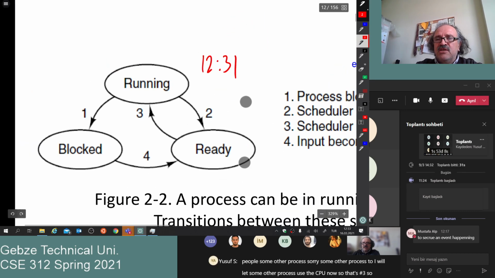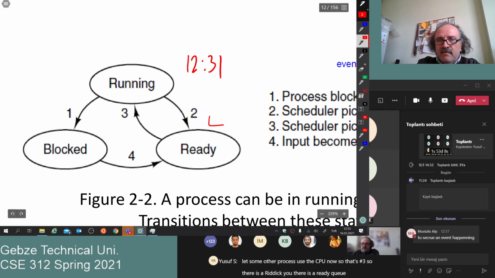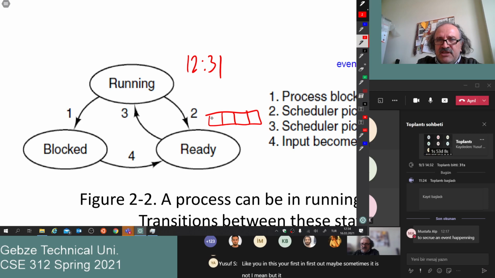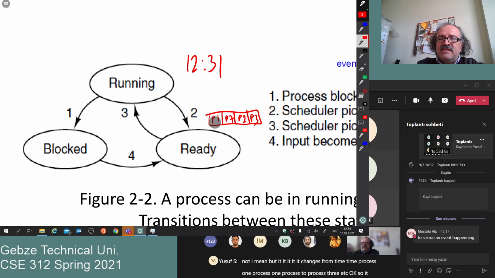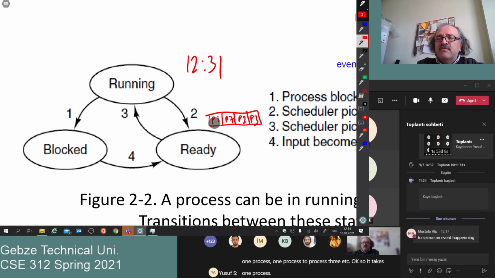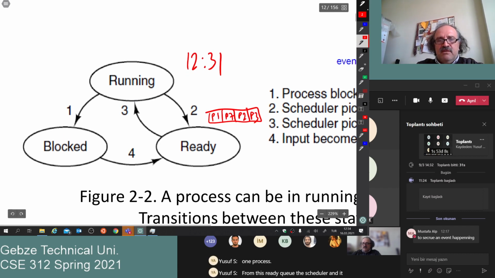There is a ready queue. In this queue, first in, first out, maybe. Sometimes it is not, it changes from time to time. Process 1, process 7, process 2, process 3, etc. The scheduler takes one process from this ready queue and makes it running. So that's number three.